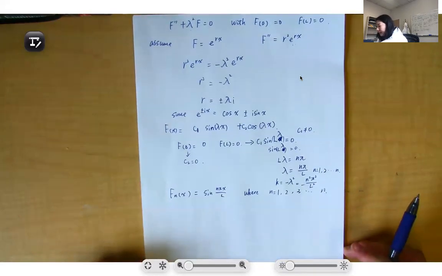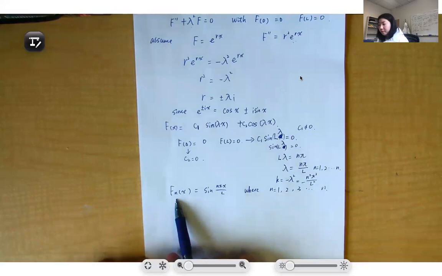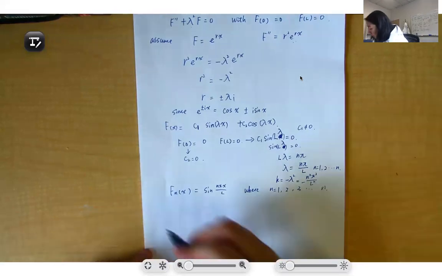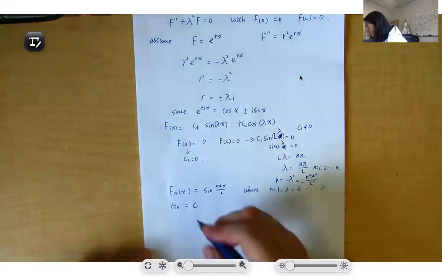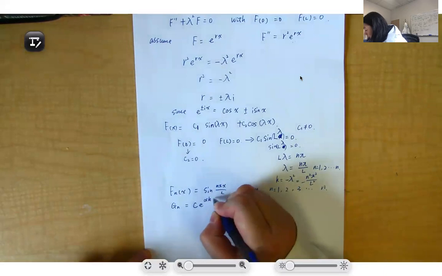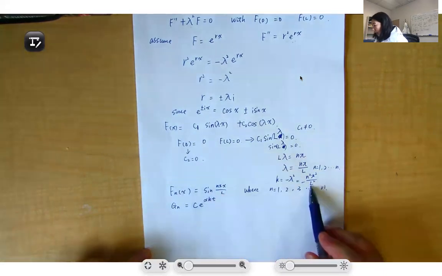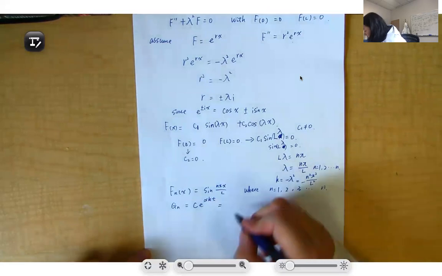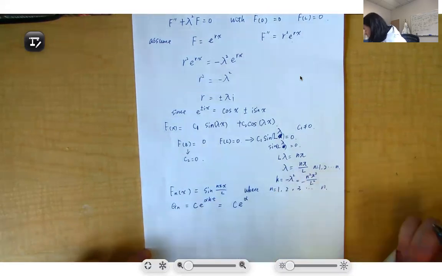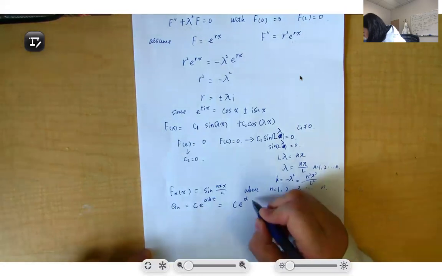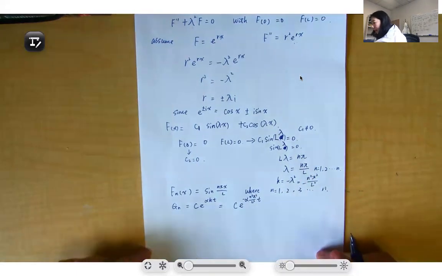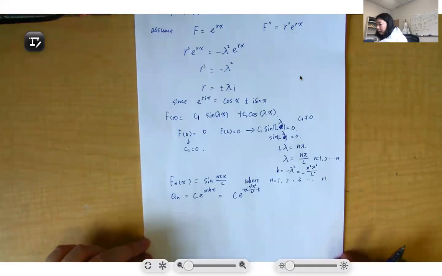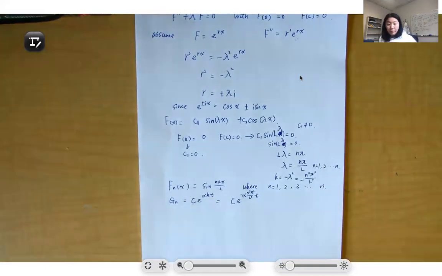After we know our F_n, we can also know our G_n. The G_n is some constant times e to the αkt. And we already know what our k is, so that is c e to the minus α n squared π squared over L squared t. So that is our G_n. Then our final solution will be a product of them, right?